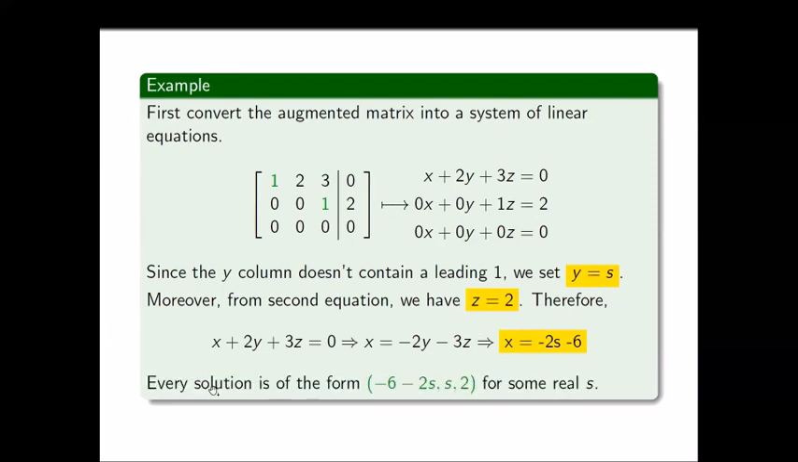And now every solution will be of the form (-6 minus 2s, s, 2). So this triplet is going to be a solution for every real value s.